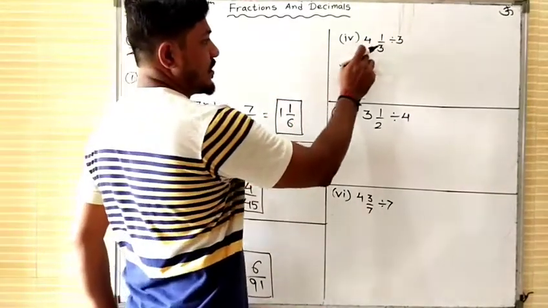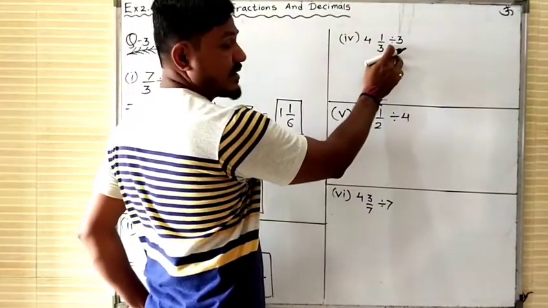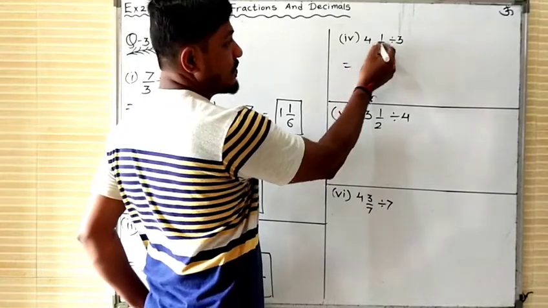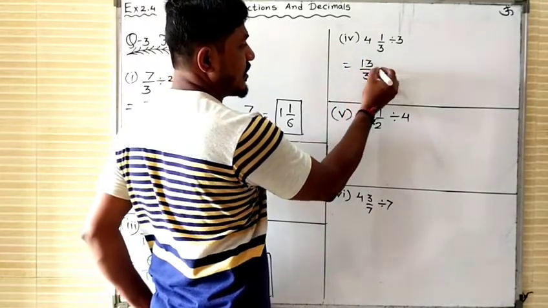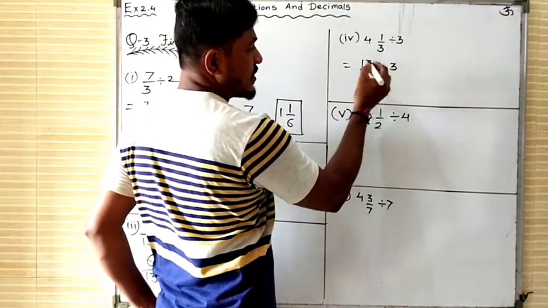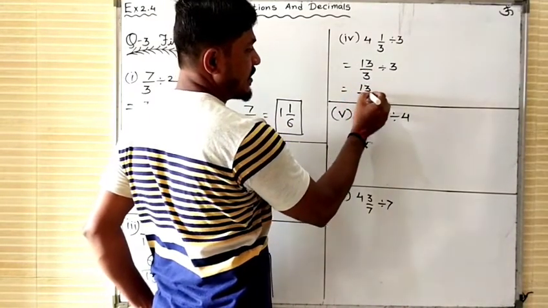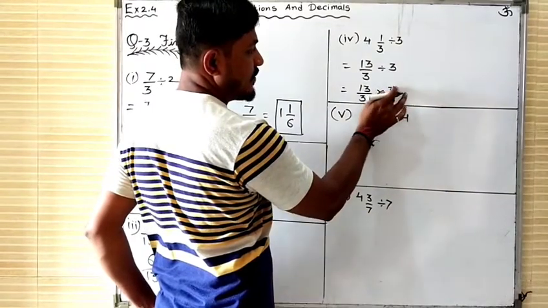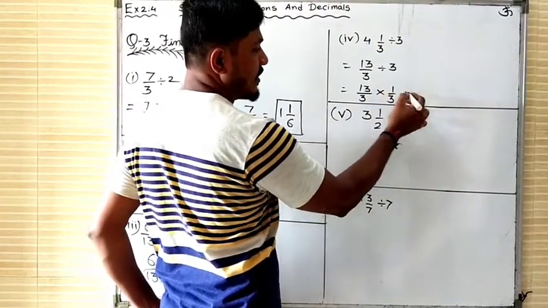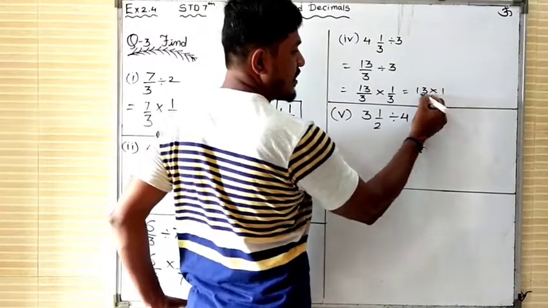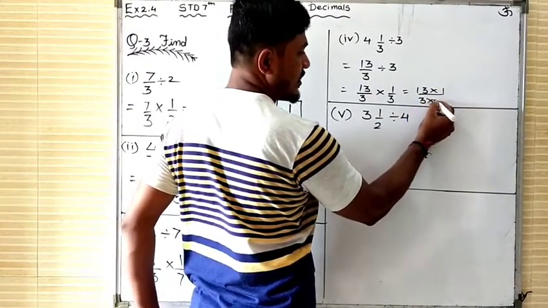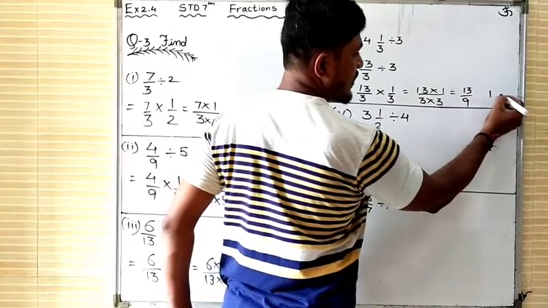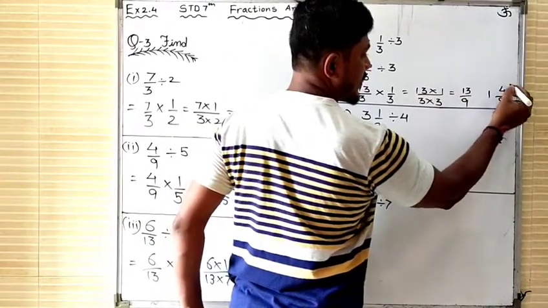Now here first, before converting this division sign to multiply, first you need to convert this value. So 3 4s are 12 plus 1, 13 by 3. Then as it is, 13 by 3. Now you convert this division sign to multiply sign, that is 3 will become 1 by 3. That means 13 1s are and 3 3s are. So 13 1s are 13 and 3 3s are 9. That means 9 1s are 9 plus 4 gives 13.